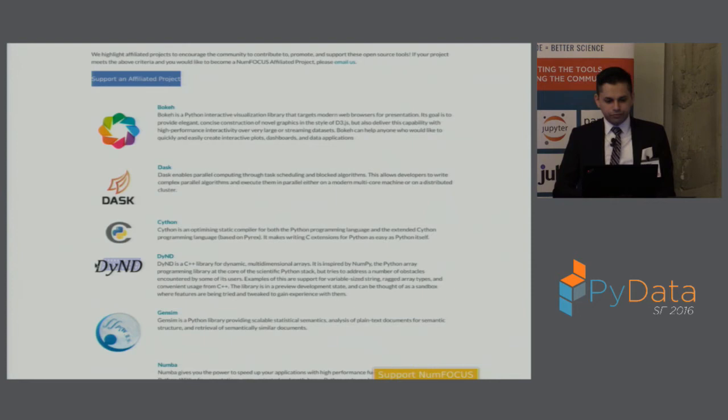You're going to see a talk, I think it's today, on Bokeh, which is a plotting library for interactive visualization. Bokeh is an affiliated project. Can I tell them about Bokeh?